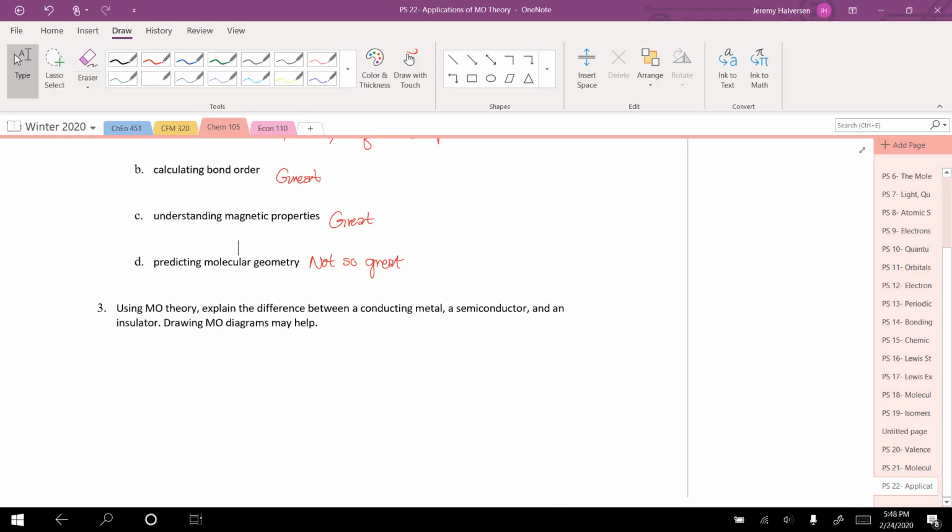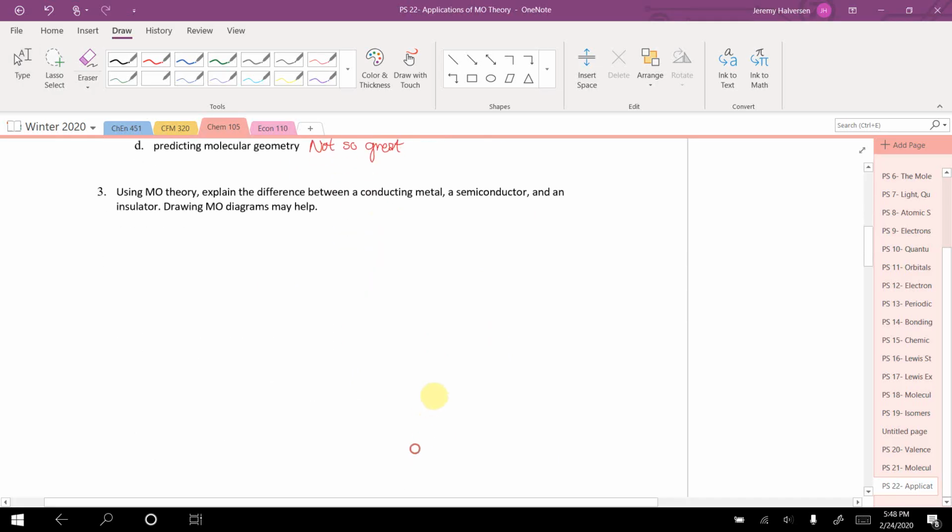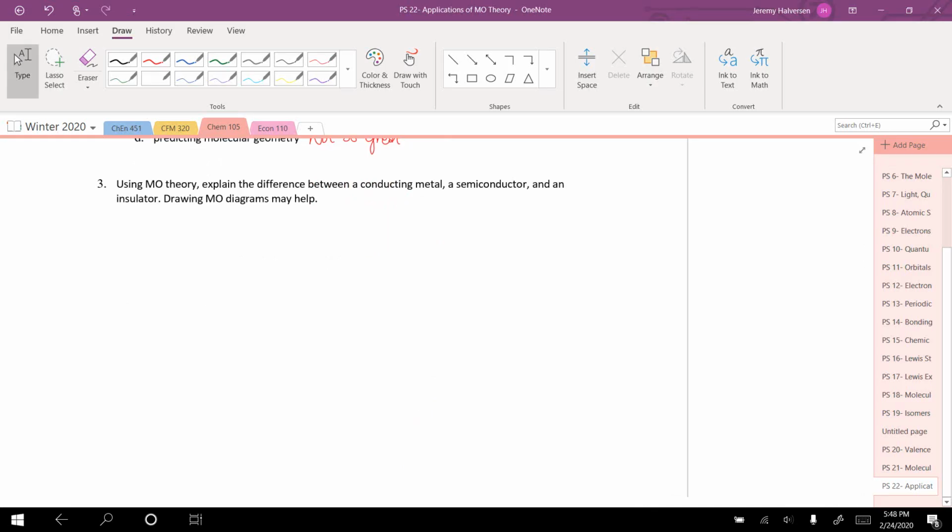Using MO theory, explain the differences between a conducting metal, a semiconductor, and an insulator. Drawing MO diagrams may help. All right, so this is a good concept to dive into. So we know with molecular orbitals, if I were to draw a molecular orbital diagram, for example, this is sigma, sigma, pi, sigma. Right, we've got all these orbitals and we fill them up. Let's say I fill them up like that.